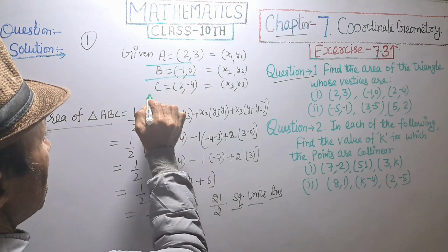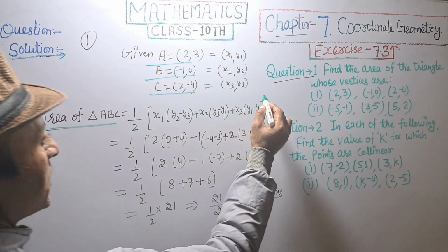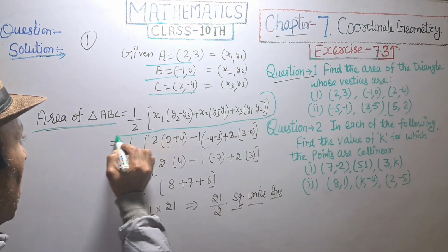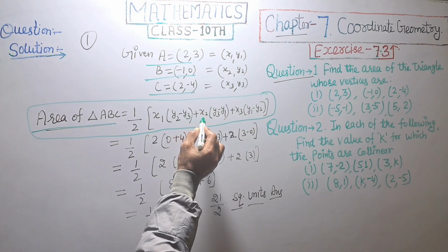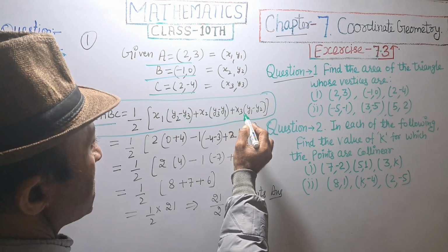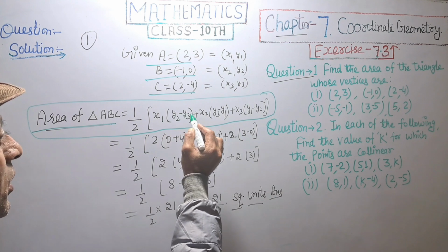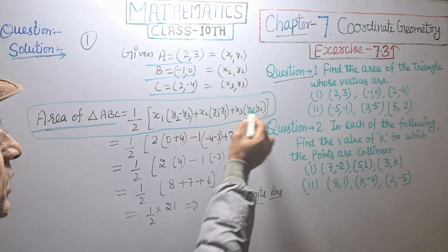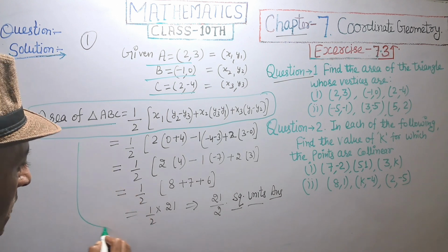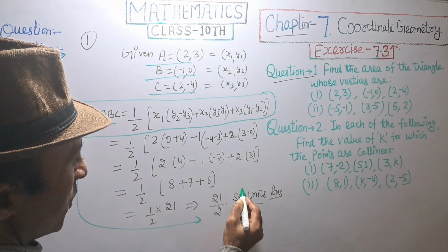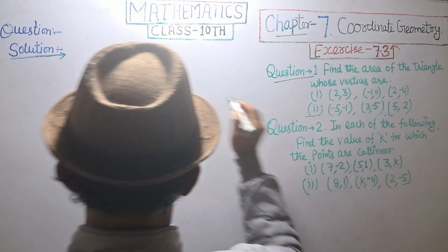Given A, B, C, the area of triangle is equal to half, using the formula area of triangle is equal to half x1 into (y2 minus y3) plus x2 (y3 minus y1) plus x3 (y1 minus y2). Putting the values of x1, x2, x3, y1, y2, y3 in this formula, we get area of triangle is equal to 21/2 square units. Answer. Question first, second part.